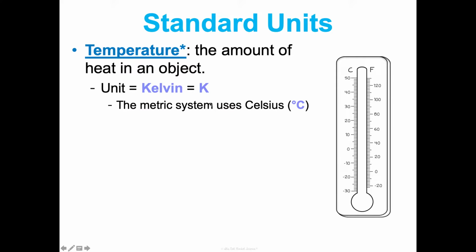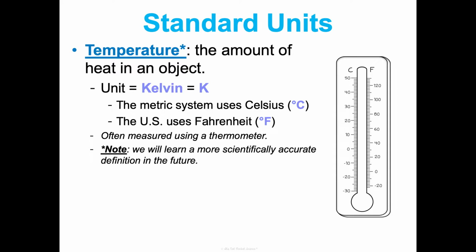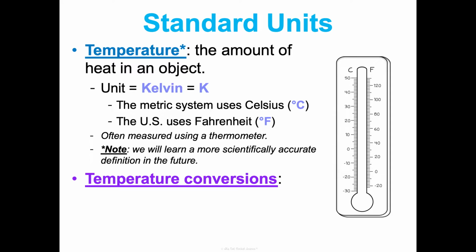Now, the metric system uses Celsius, and in the United States, we use Fahrenheit. But in science, we're going to use the Kelvin. So we need to be able to convert measurements into Kelvin. And we're going to do that with temperature conversion. So these equations are going to be really helpful. If you know the degrees Celsius, you can just add 273.15 and you'll get Kelvin.